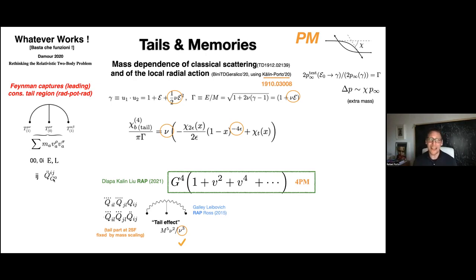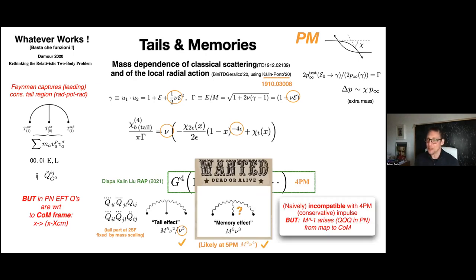But it couples to E_L and the Q_IJ. The real question is, what happens with this guy? Is there also, for the Q coupling, a potential radiation region? And this is very subtle, because naively, through this mass scaling that I just described, there is no way to get a memory contribution unless it's uniquely determined by the tail, like this coupling.